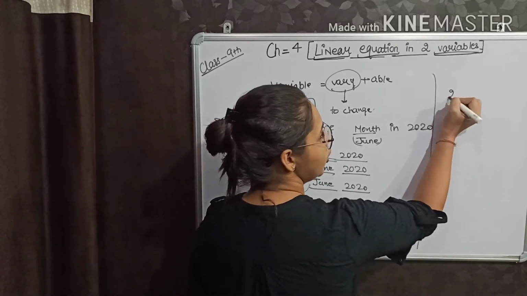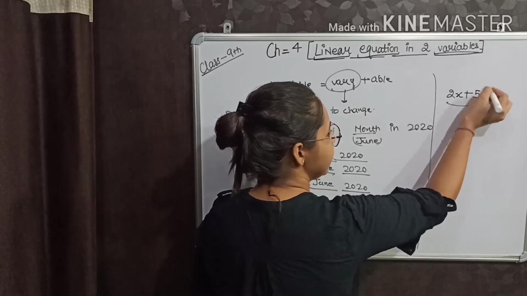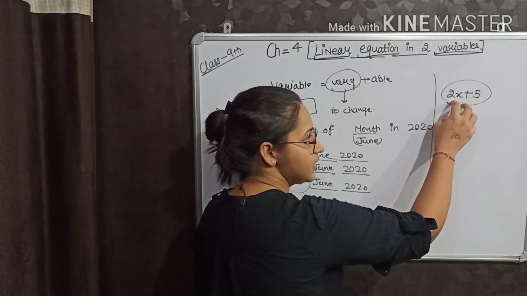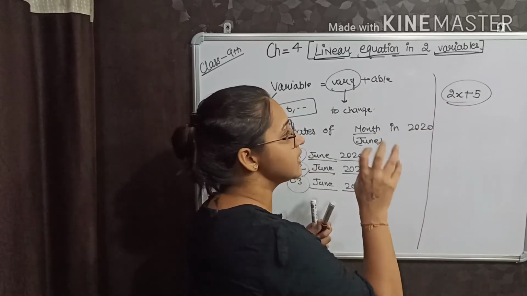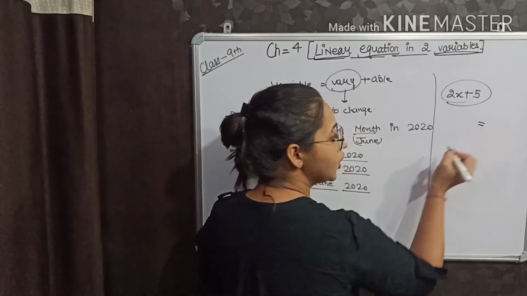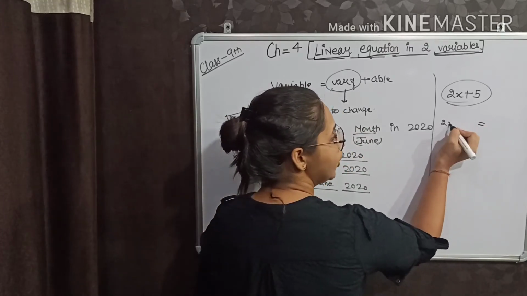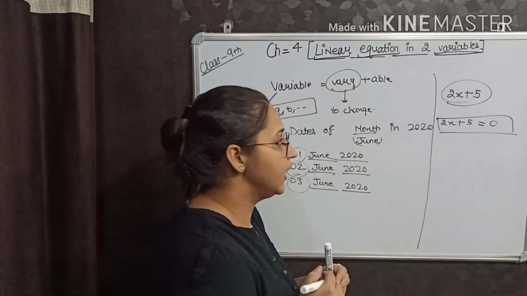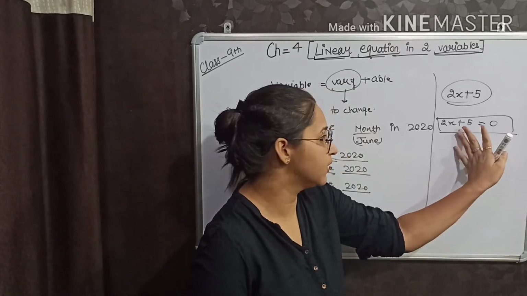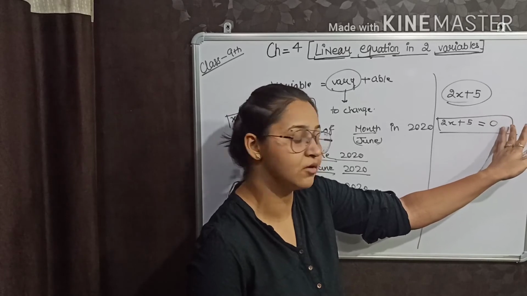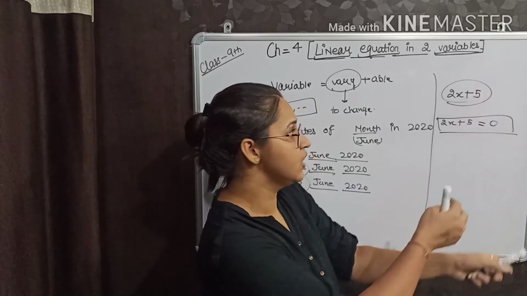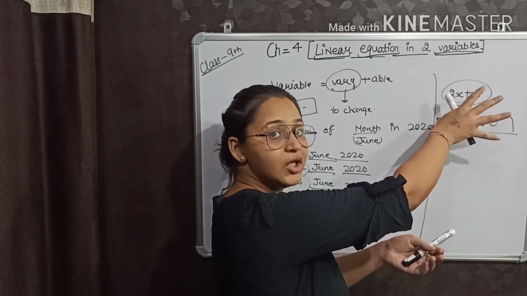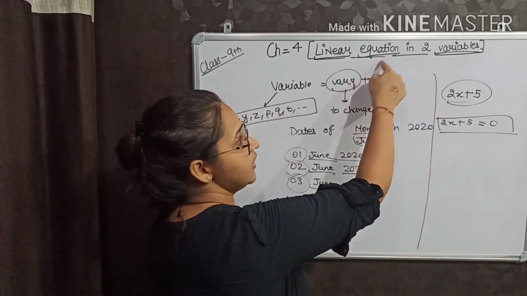If I am saying that 2x plus 1, tell me, is this an equation? No. Why? It is an expression, but it is not an equation. Why? Because in equation there must be an equal to sign. If I am writing 2x plus 5 is equal to 0, then it becomes an equation. In equation, equal to sign will be there. There must be terms on left hand side and there must be terms on right hand side. But an expression is only a mathematical term. Okay, there will not be an equal to sign.